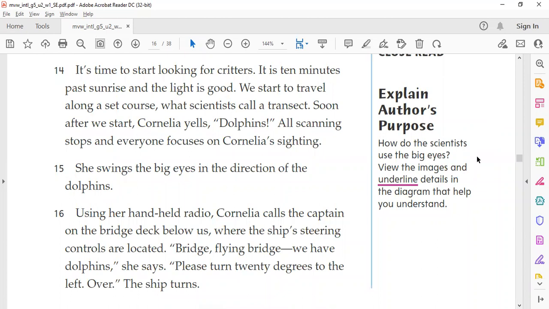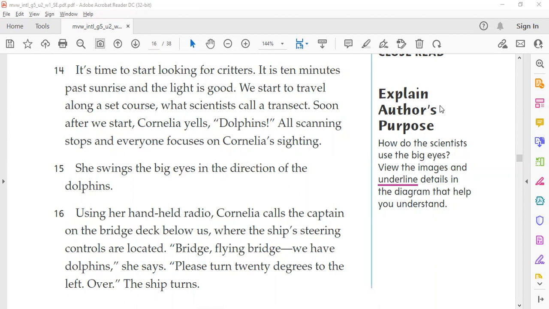Let's read. Paragraph 14. It's time to start looking for critters. It's 10 minutes past sunrise and the light is good. We start to travel along a set course, what scientists call a transect. Soon after we start, Cornelia yells, "Dolphins!" All scanning stops and everyone focuses on Cornelia's sighting.